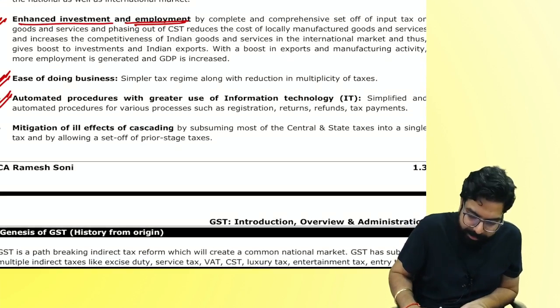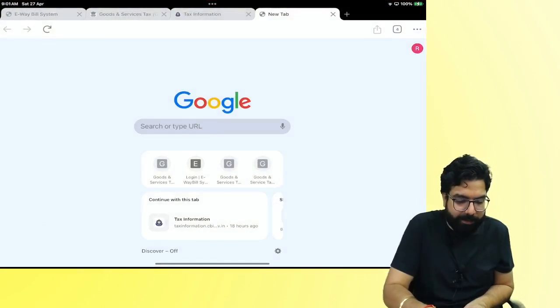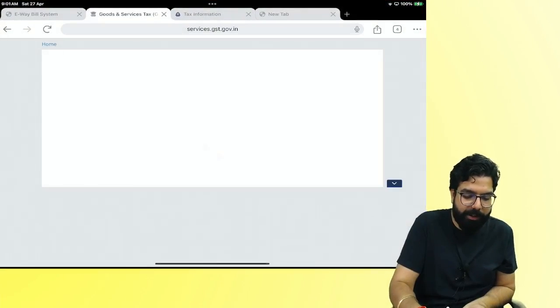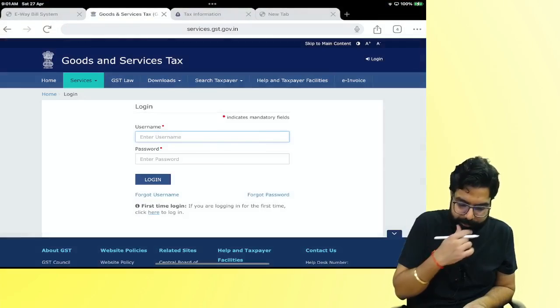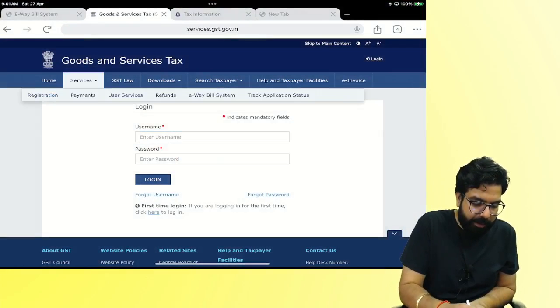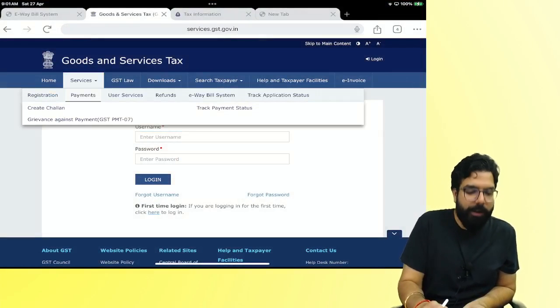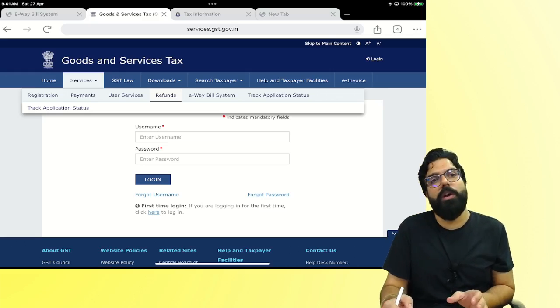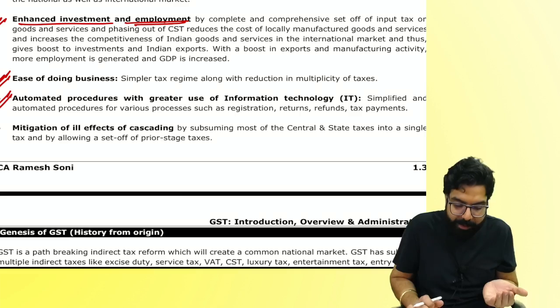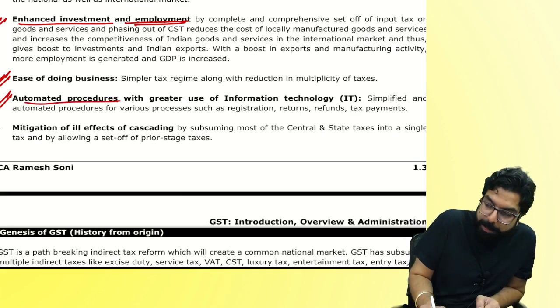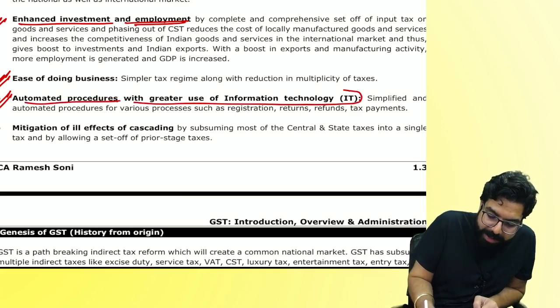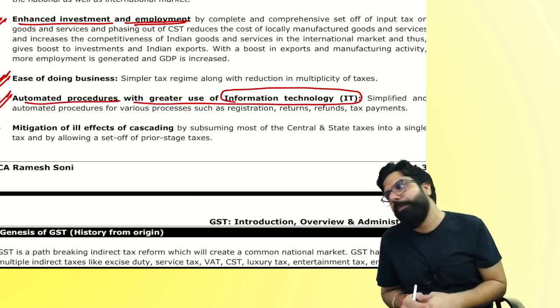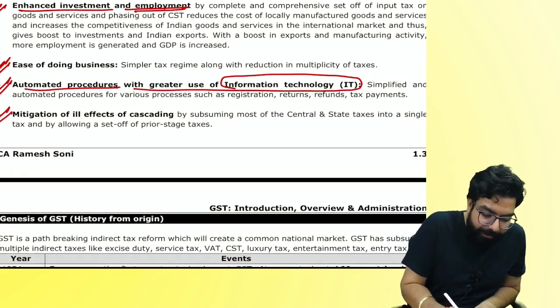Next, automated process. Baba, in GST, everything is automated. You want to take registration, just go to gst.gov.in. Here, services, registration, payment, refund, everything happens online. So, sir, with GST, what has happened? Automated processes happen, and greater use of IT is there. IT means information technology.